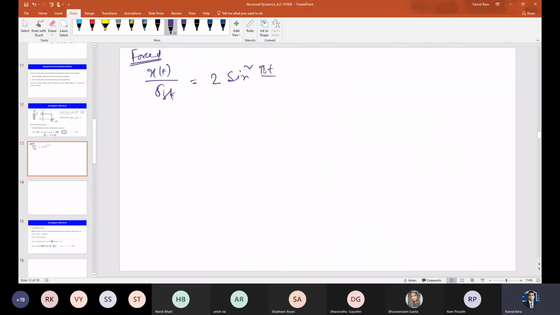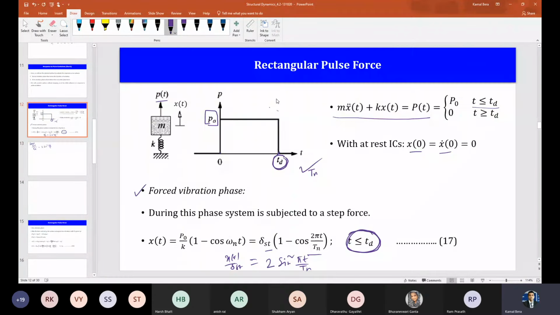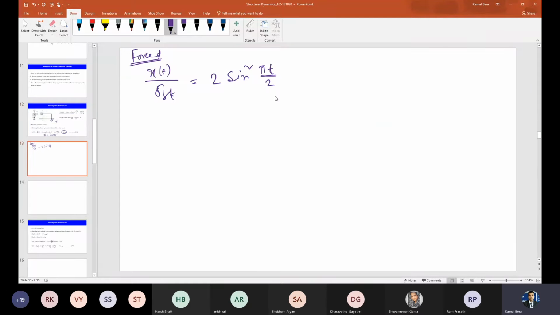There are some plots that I am going to discuss now. If you go through the plot or read the book without attending classes, without understanding, it will be very confusing for you. At first, understanding the thing will be quite difficult. So 2 sine square of pi t by Tn, I had written that wrongly before. Remember that this is for t less than or equal to Td, at any time t, this is P(t).